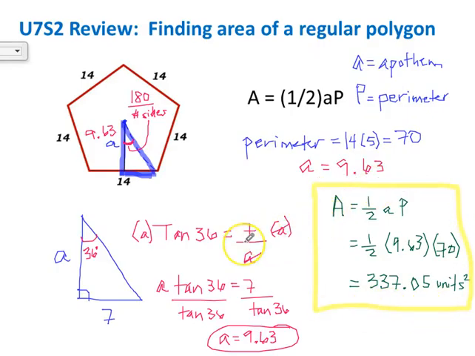So I really wanted to review what you do when you're not given the apothem and you're given a side length. Those are the steps you need to go through if you are given a side length but no apothem. There will be a problem like that on the quiz this week.